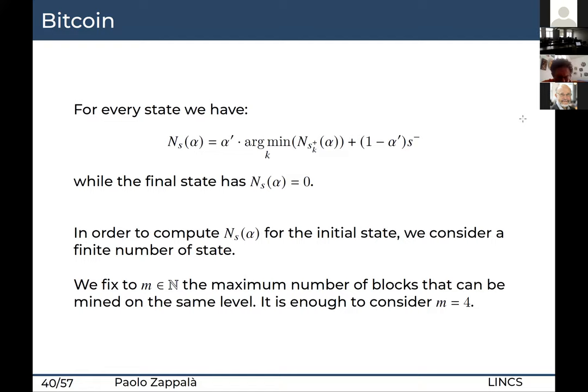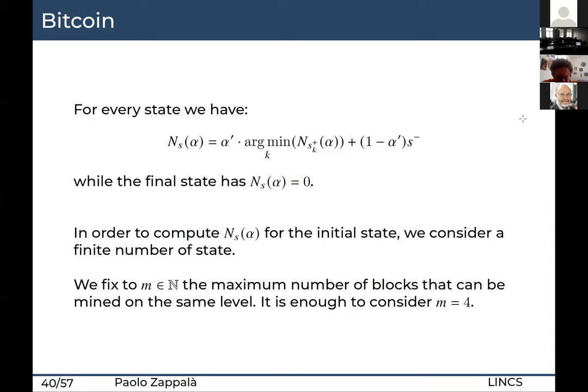Still, we have an infinite number of states because at every level we can technically create an infinite number of forks. But in our simulation, we consider a threshold on the number of forks that we create in each level. For instance, it's enough to create 4, because we see that when we go to 4, we have the same result. It doesn't change. So we do all of this, and we get the value of the first block.